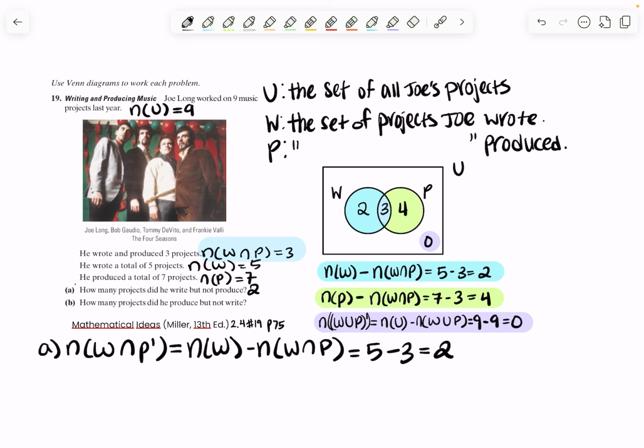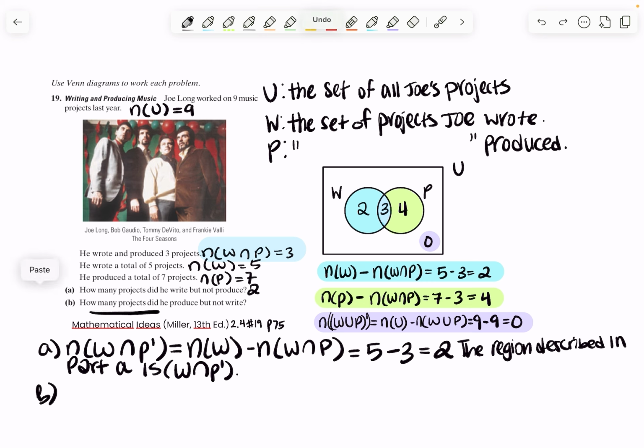And sometimes they may ask you to describe the region in part A, in part B, using set operations. And this is the region. So you could say the region described in part A is the intersection of set W and everything not in P. And then in part B, we're looking at how many projects did he produce but did not write. So we're looking at the number of projects that he did produce and, or but, so but and and are the same thing, did not write. So we want all the projects that are not in the writing set, or in the set of projects that he wrote. So it's literally the same thing.